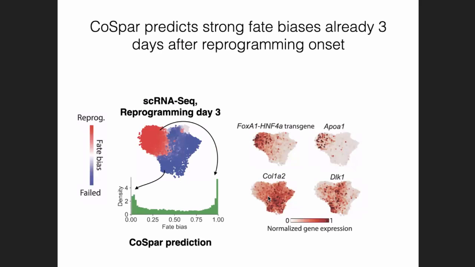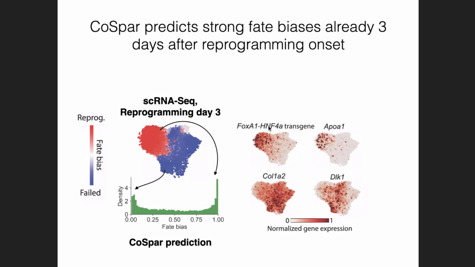Okay, and then finally we can even go back to the very first data that Sam has in her paper, and she's going to probably blast me for this later. I wish I was after her, not before her, where we can now look at day 3 and we can find that CoSpar is predicting very strong heterogeneity in the earliest time point, which we predicted associated with fate bias.